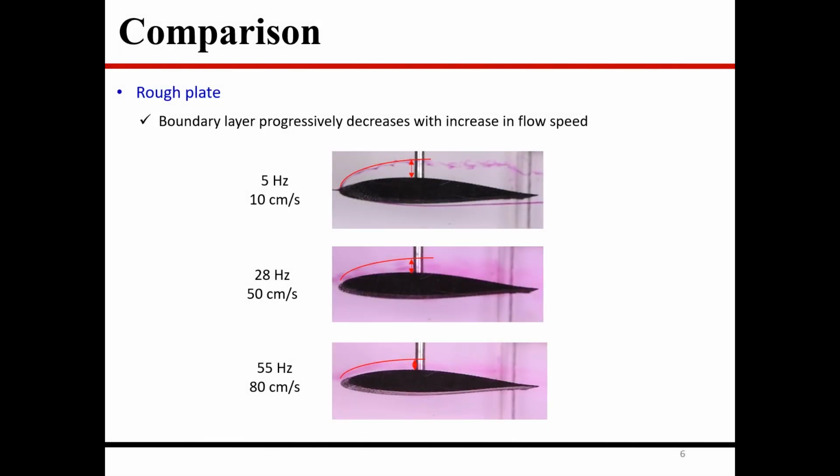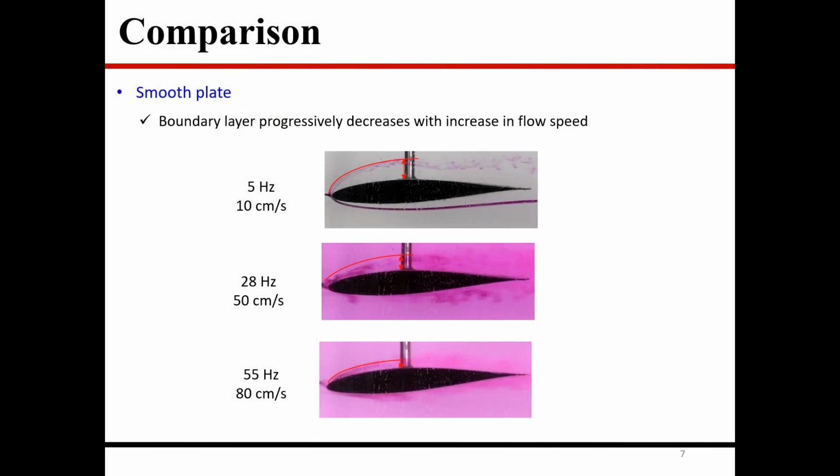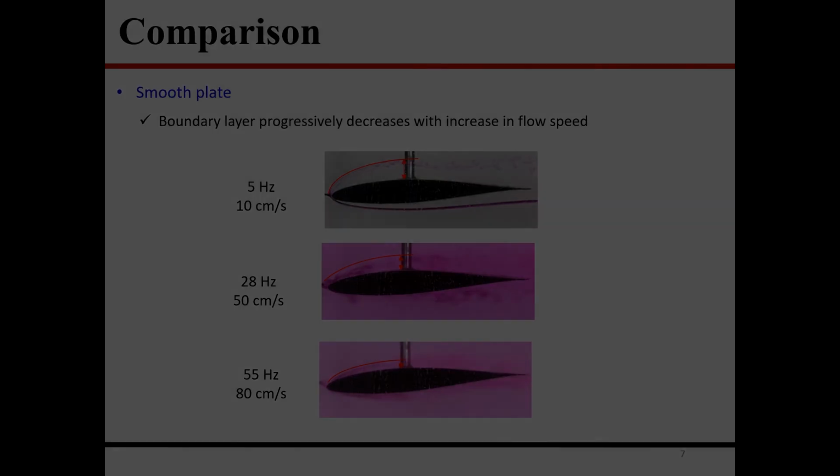Here is the summary for the airfoil with the rough profile. We can clearly see that the boundary layer thickness is decreasing with increase in flow rate. We have added a red line that traces the boundary layer in order to help with the visualization. And this summarizes the airfoil with the smooth profile. We see a repeat of the trend here, that is, the boundary layer is decreasing with increase in flow rate.